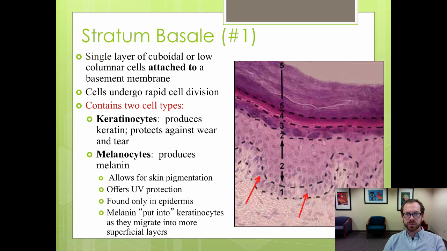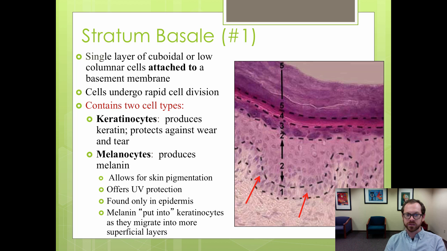Now let's go into each of these different layers or stratum of the epidermis here. The first, this is the deepest layer, stratum basale. We're indicating it with these red arrows, and it's region number 1. This is a single layer of cuboidal or columnar cells attached to a basement membrane. And this is where cells undergo mitosis, cell division.